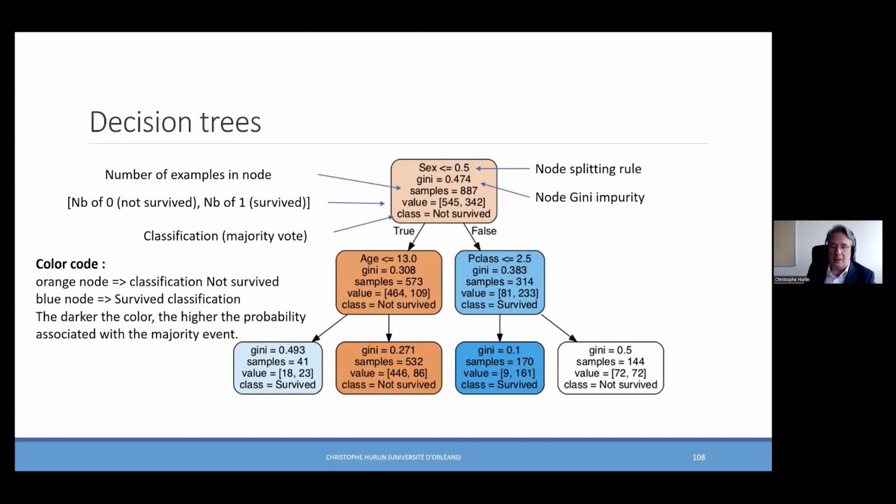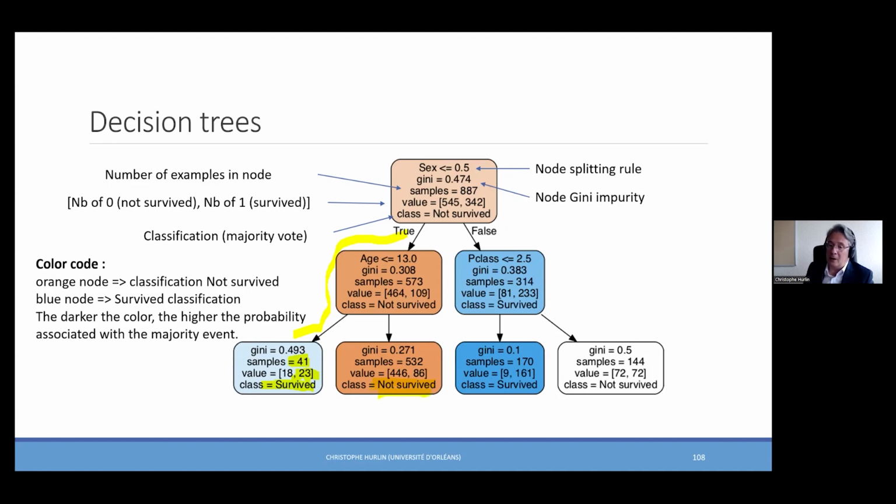If you are in this group, the prediction of the model is that you survive. If you are in this group, the prediction of the model is that you don't survive. Why? Because here, the model predicts that you survive because for the training data set, among the 41 individuals that follow this decision rule, we have 33 people who survived and only 18 people who did not survive. And so the majority class is 1. And so the model predicts that, okay, you survived.